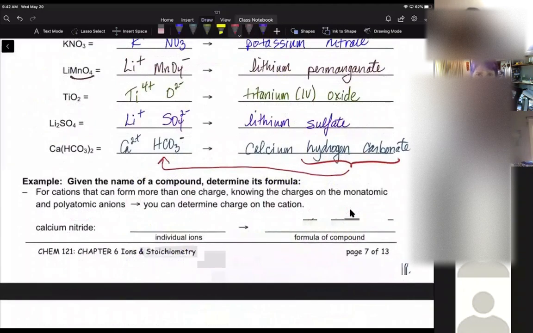Now, like everything in chemistry, we have to go backwards and forwards. So we will also practice using the names to write the formulas. So again, write your individual ions and then think about how you name each one. Cation first, anion second.